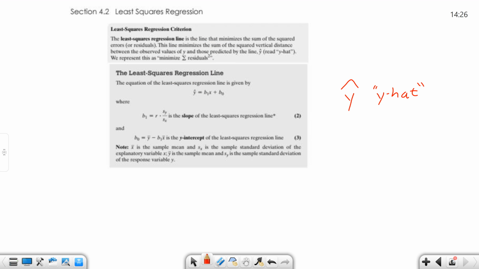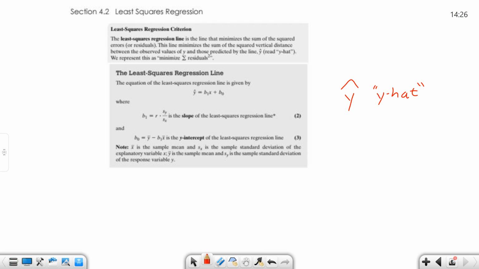So the equation is y hat equals b sub 1 x plus b sub 0, where b sub 1 is, look, there's r, the correlation coefficient, times s sub y, which is the standard deviation of the y's, over s sub x, the standard deviation of the x's. That's the slope of the least squares regression line. And then b0 is y bar minus b1 times x bar, and it's the y-intercept.